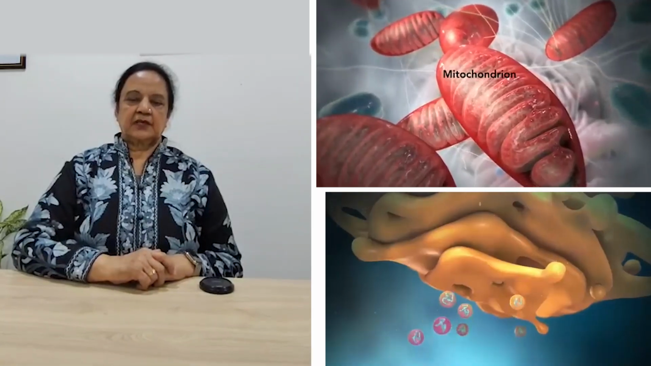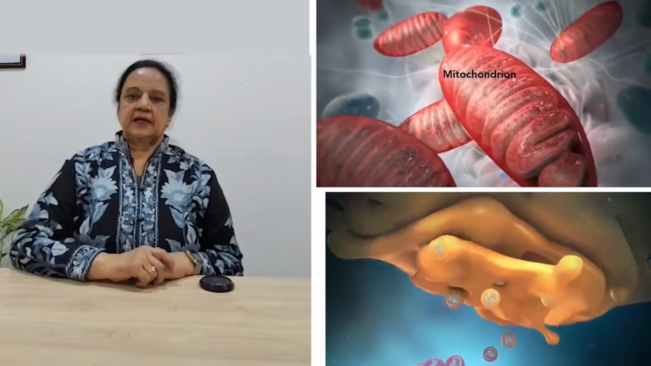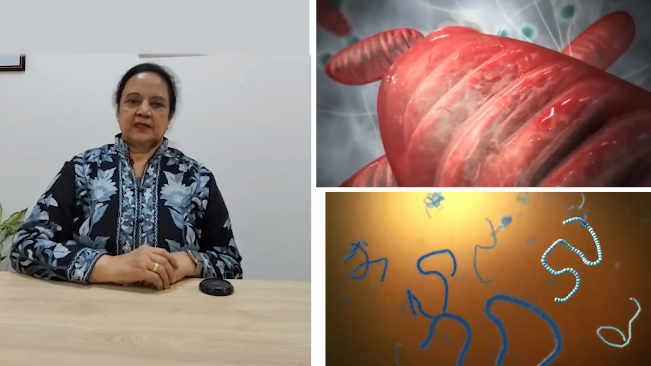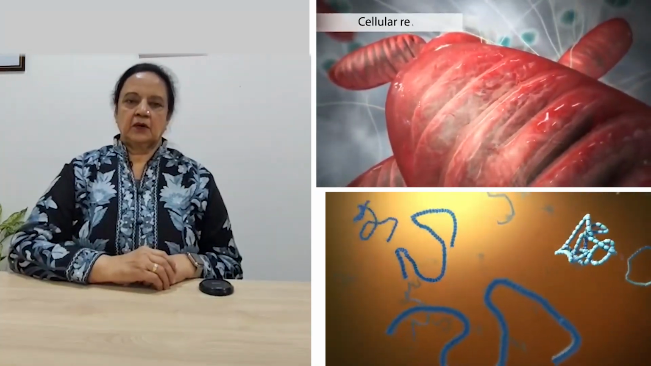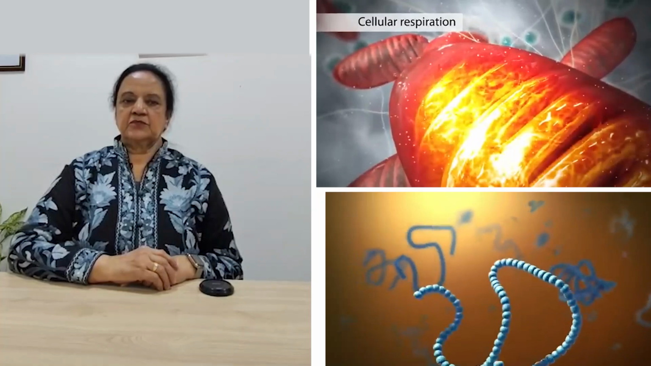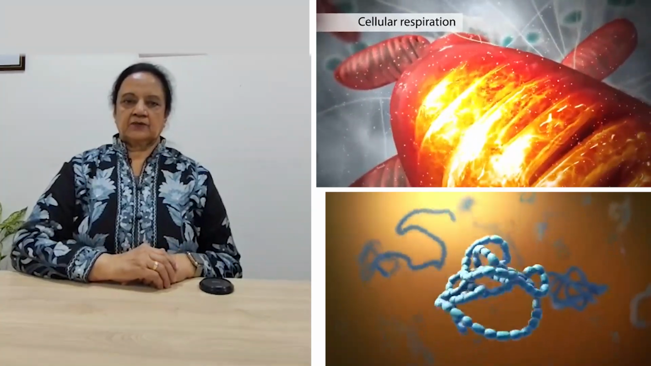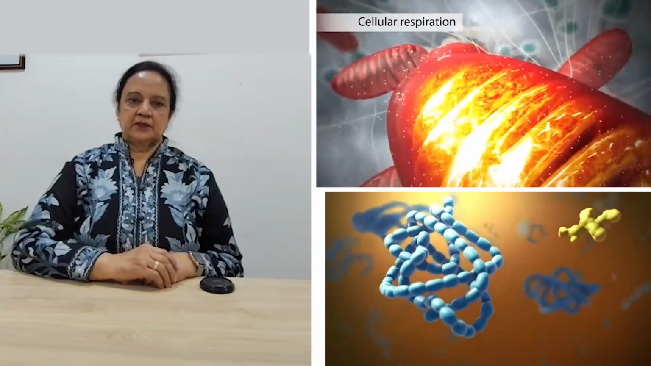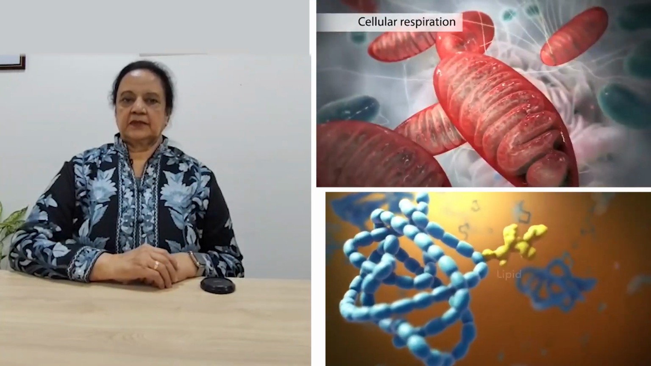Meiosis occurs only in the reproductive cells. It helps in the formation of gametes. It is called the reduction division because the number of chromosomes is reduced to half. In meiosis, four non-identical daughter cells are produced.